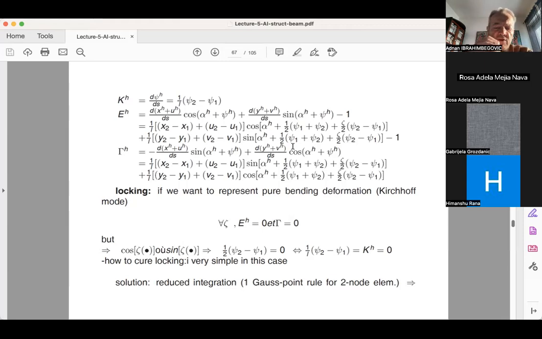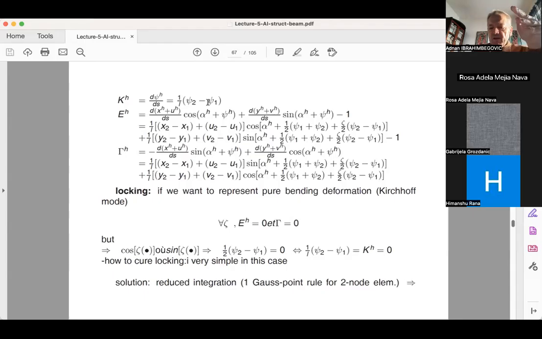But again, recall, we talked last time about the locking phenomenon, the inability of the simple Timoshenko beam element to represent pure bending when you have only a two-node element. So the same problem comes here. If you want to represent pure bending in this particular case, you have to have zero shear for any value of psi. Given that psi varies and multiplies psi 2 minus psi 1, the only way you can make sure this doesn't occur is to put psi 2 minus psi 1 equal to 0. But if you do that, you're also killing the interpolation for bending.